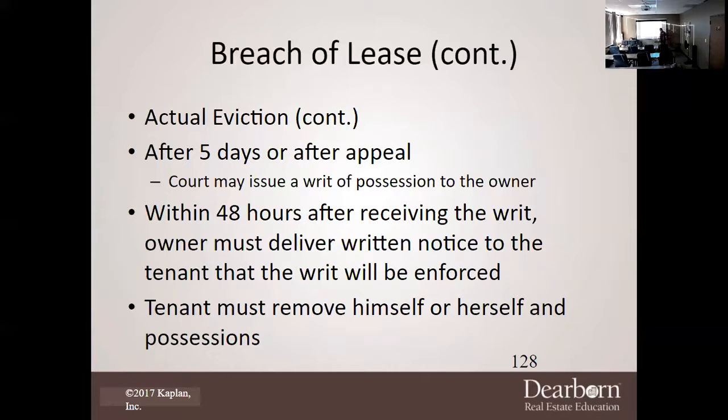Now, let me tell you, they don't play with this. They will literally send a sheriff to your house, and guess what they will do? They will forcibly kick you out of your house if they have a writ. They will literally grab you and throw you out.